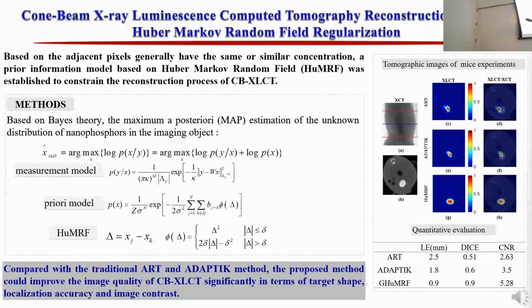Based on the adjacent pixels that have the same or similar concentration, a prior information model based on a Markov random field was established to control the reconstruction process of CBCT. My experiments indicate that the proposed method could improve the image quality. If you are interested in my research, please discuss with me.